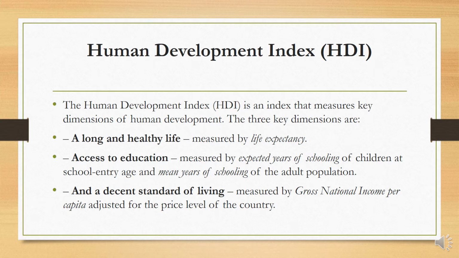There are three key dimensions, which are a long and healthy life, measured by life expectancy; access to education, measured by expected years of schooling of children at school entry age and mean years of schooling of adult population; and in the last, a decent standard of living, measured by the gross national income per capita, adjusted for the price level of a country, that is, adjusted for inflation.